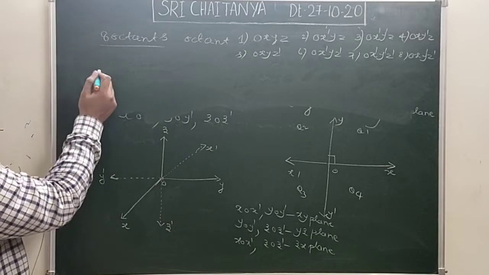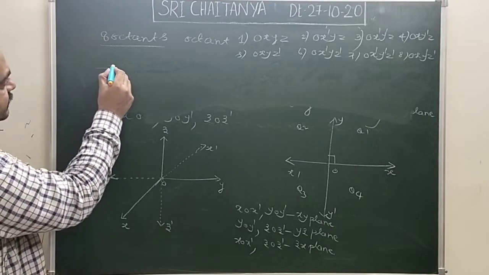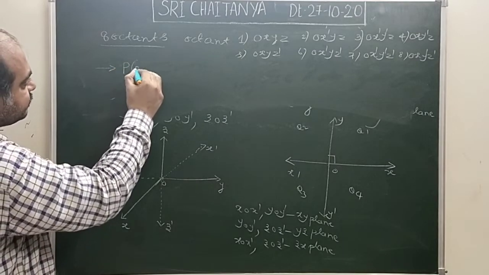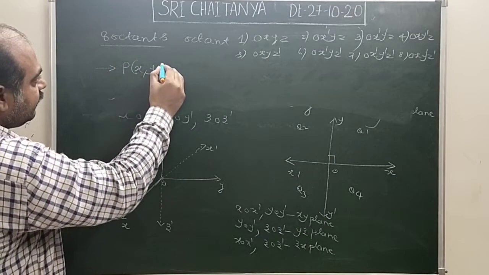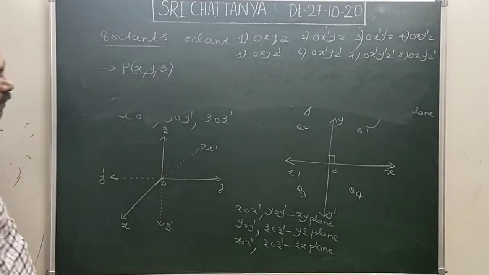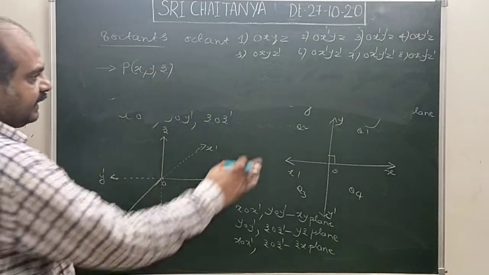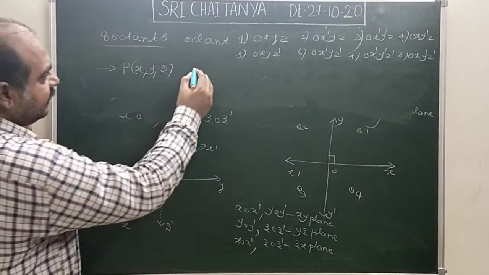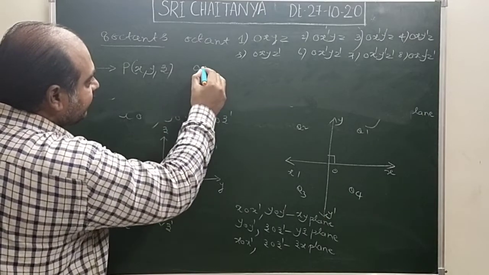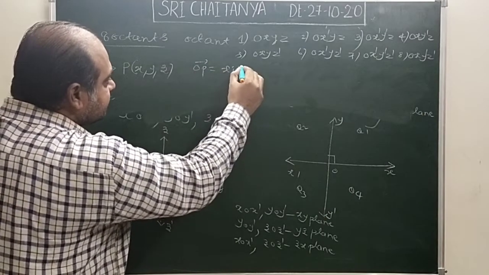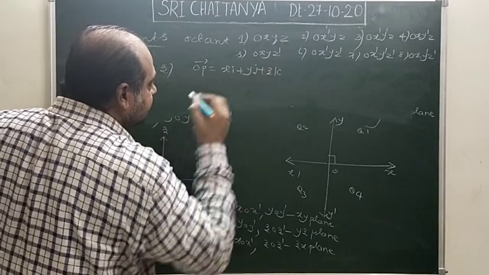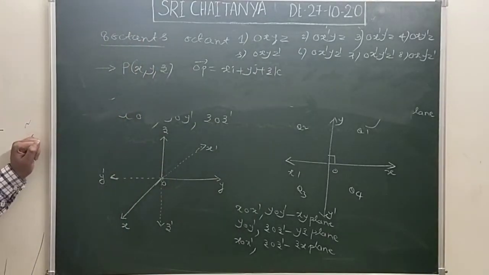Suppose look at how to represent a point. How to represent a point? That means P(X, Y, Z). In coordinate plane, how to represent a point I will tell. Look at P(X, Y, Z) is there. This is nothing but position vector. Position vector is nothing but Xi plus Yj plus Zk.